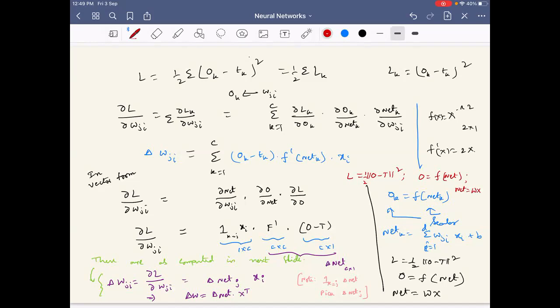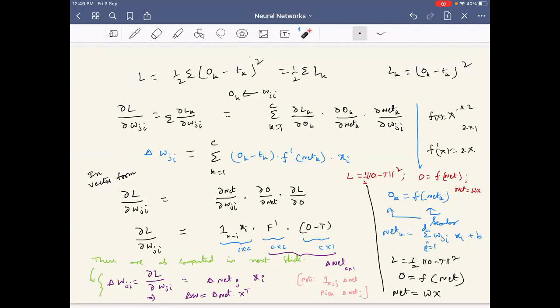Okay, so given these relations, we now want to write the backpropagation. How does it happen? Dou L by dou O, dou O by dou net, and dou net by dou W. That's exactly what we are writing here. Okay, this is how the backpropagation happens. So now, what is dou L by dou O? Dou L by dou O is nothing but O minus T, which is very clear from here.